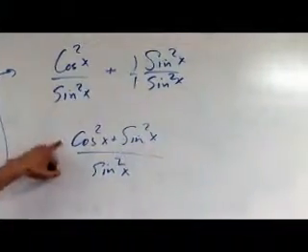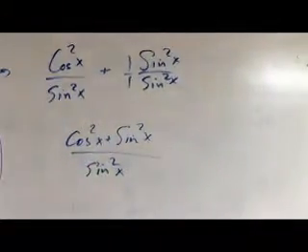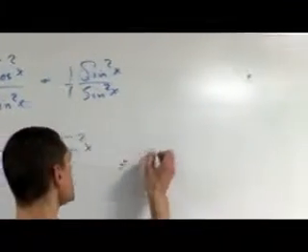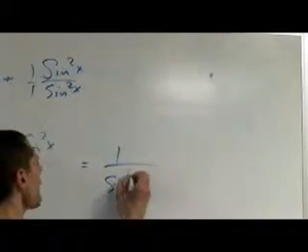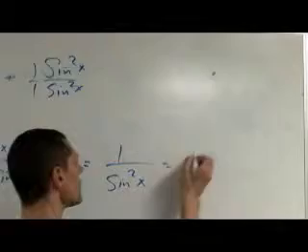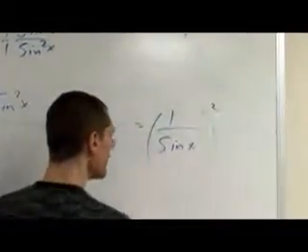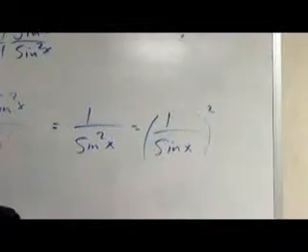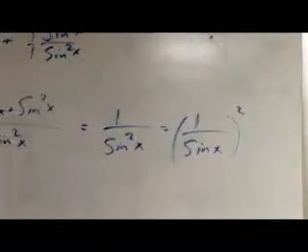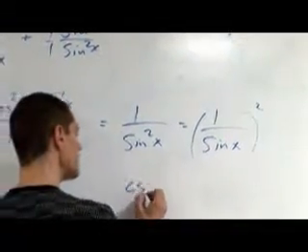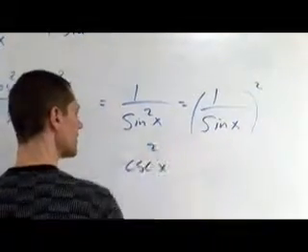However, cosine squared plus sine squared is just like sine squared plus cosine squared. This is 1 over sine squared x. This is 1 over sine x squared. These are just the same things. I'm utilizing notation and manipulation. This is cosecant x squared.